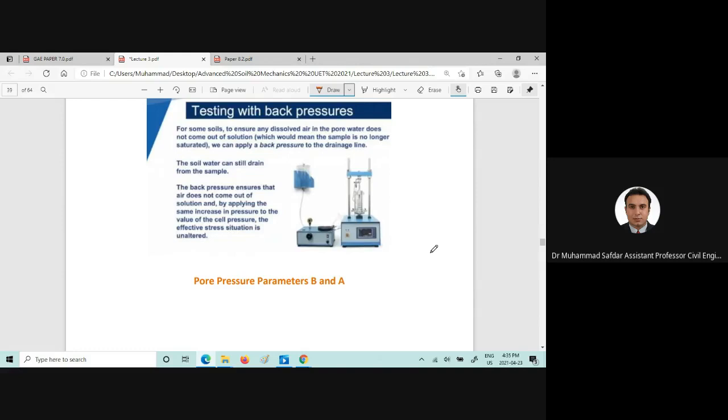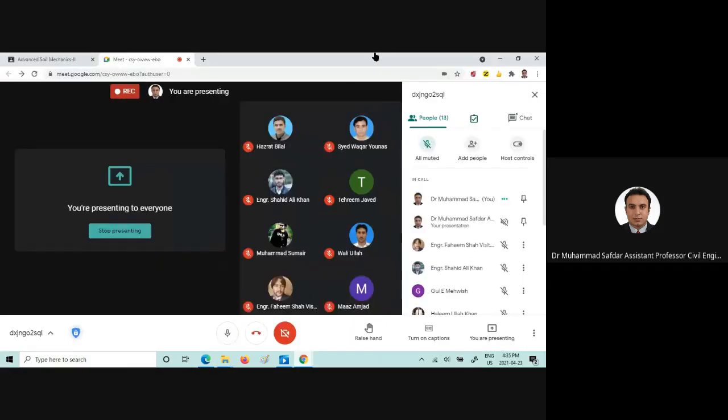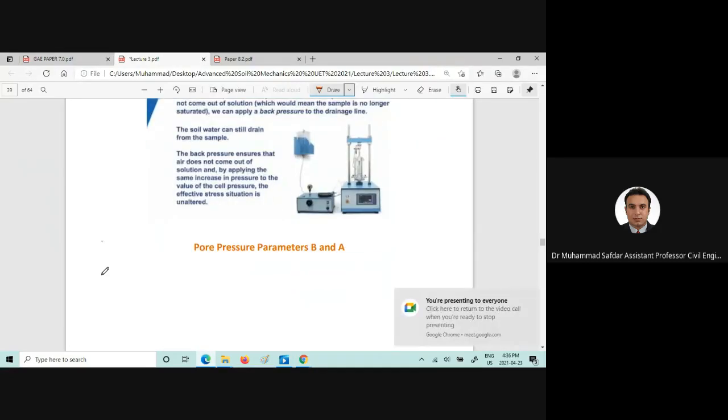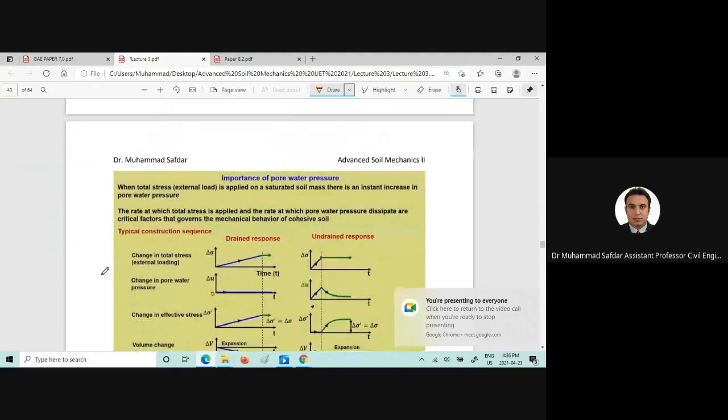So why do we apply back pressure during the triaxial test? Okay, so the importance of pore water pressure.